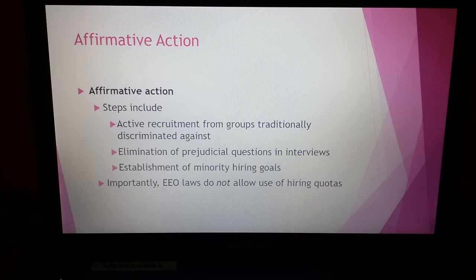Generally speaking, affirmative action plans are more successful when employees view them as being fair and equitable. And there's this sort of unfair stigmatization that people who are hired under affirmative action are considered unqualified or incompetent.